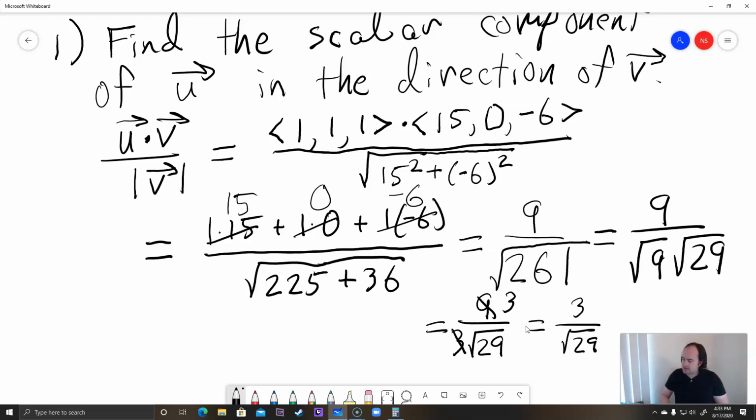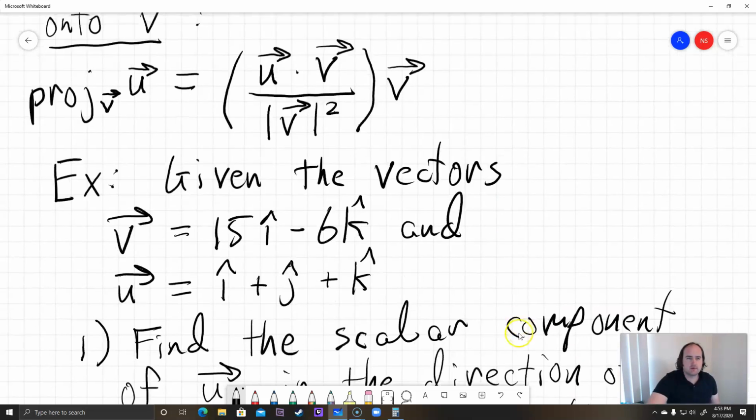Okay, and in other classes you might be used to rationalizing, but in our book, for whatever reason, they don't bother to rationalize it. So this is actually going to be our answer. You don't actually have to get rid of the square root in the denominator here. This is acceptable.